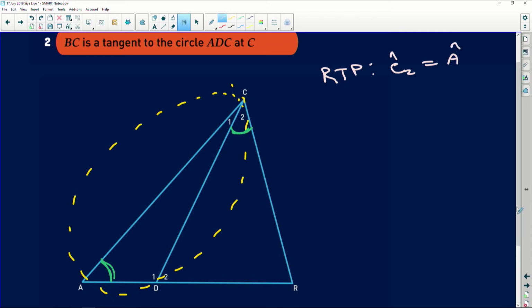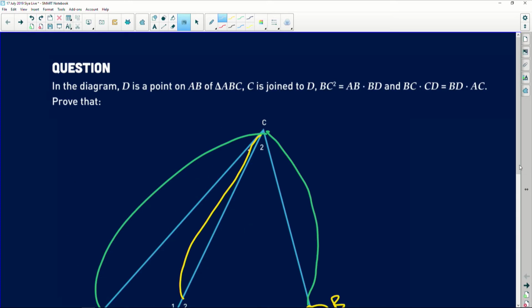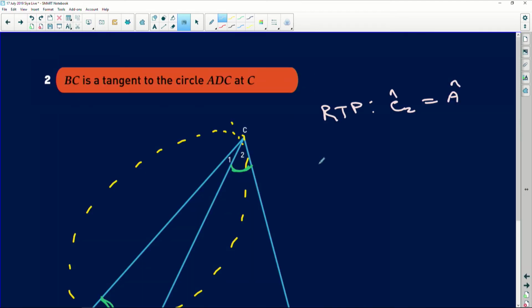But now let's try and see what is it that we said from the previous question. Remember what we said from the previous question? We said that ABC is similar to CBD. So that's what we're going to work from. Now, this is the proof. With the proof, I said triangle ABC is similar to triangle CBD, right?